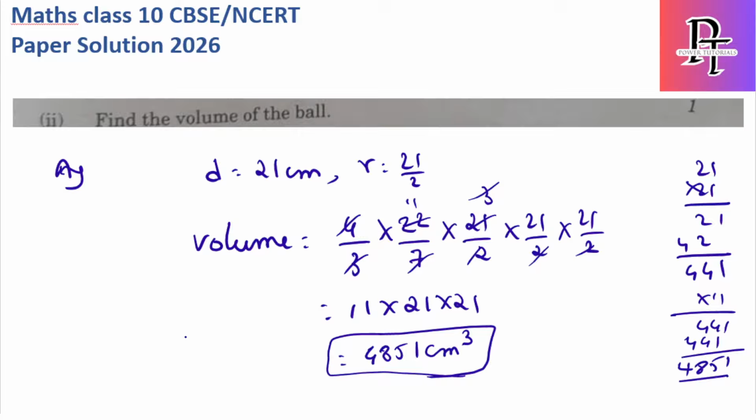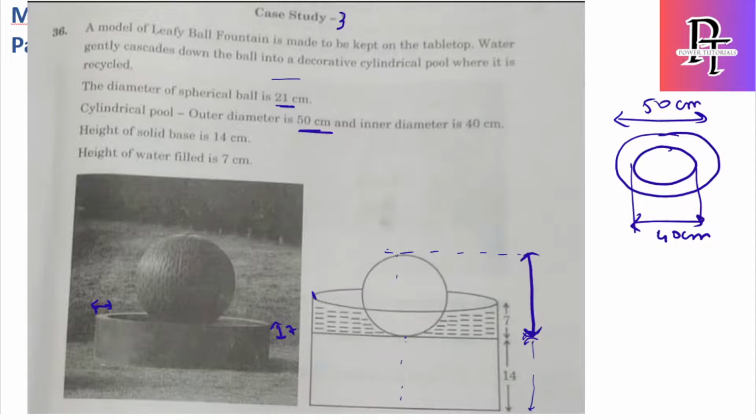In the question they haven't mentioned what value to use for pi, so that's why I have used 22 by 7, so that I can make the calculation easy. Okay, next move to the third.